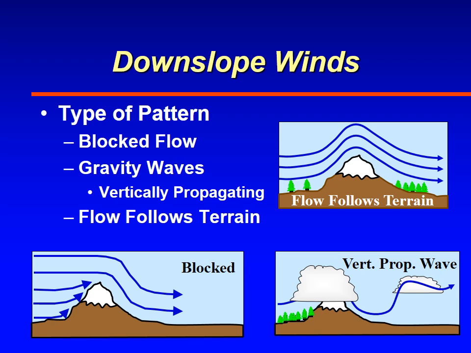Strong downsloping winds typically occur under three different types of flow patterns, either with block flow or with vertically propagating gravity waves, or even when the flow follows the terrain.